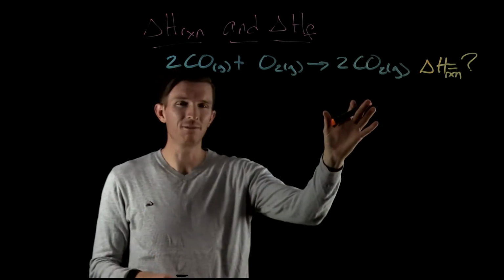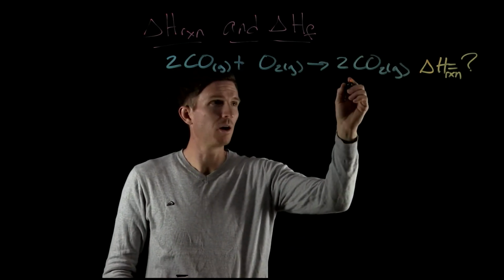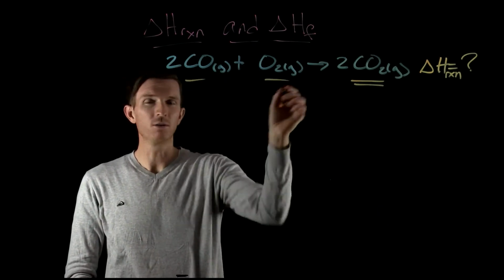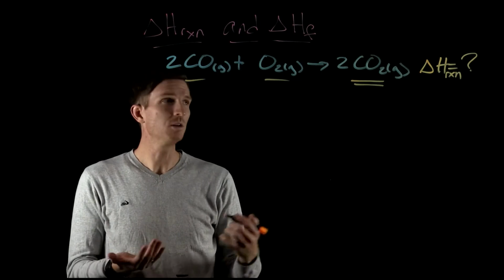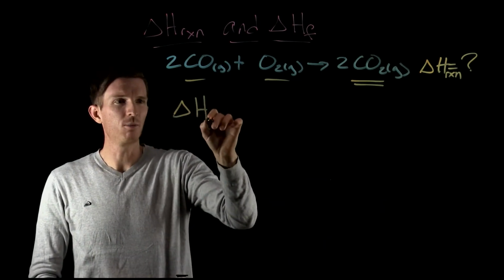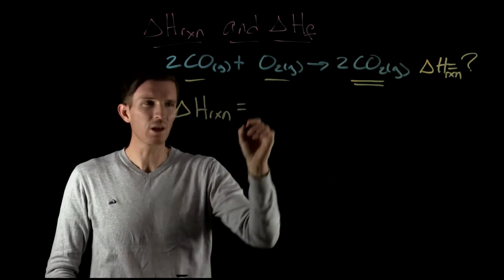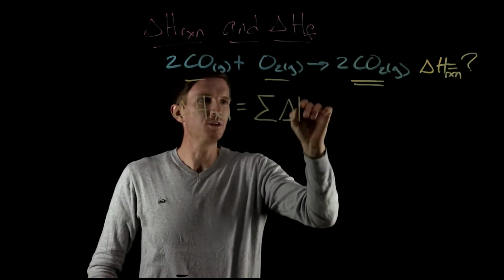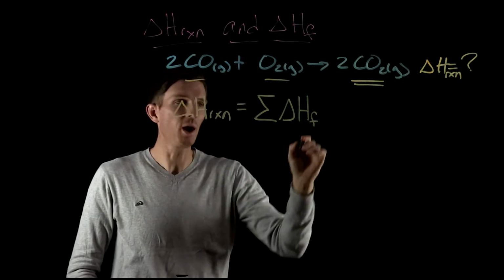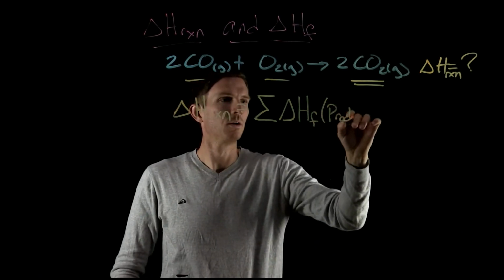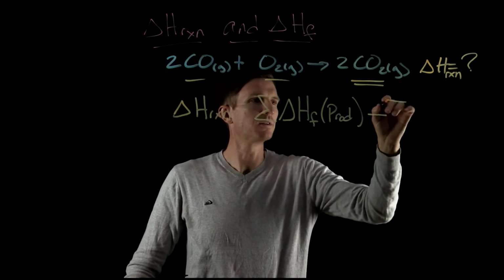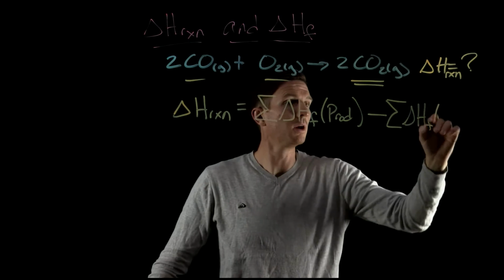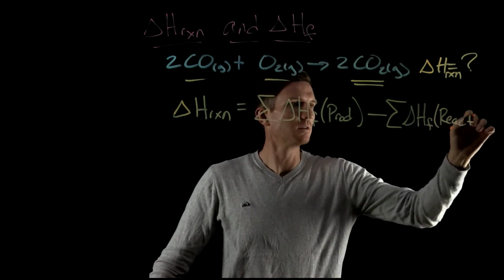And so we could say, well, this is the final, right? So this would be our final enthalpy change. These would be our initial enthalpy changes. So what we're going to say is that the enthalpy change for my overall reaction is equal to the sum of the enthalpy changes to form my products, minus the sum of the enthalpy changes, so my enthalpies of formation, to form my reactants.